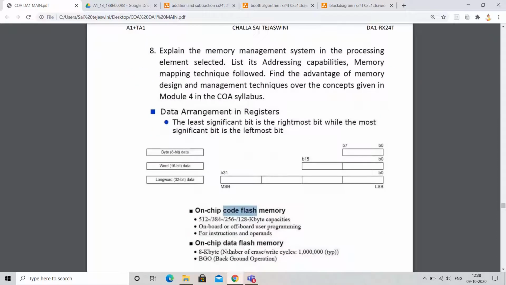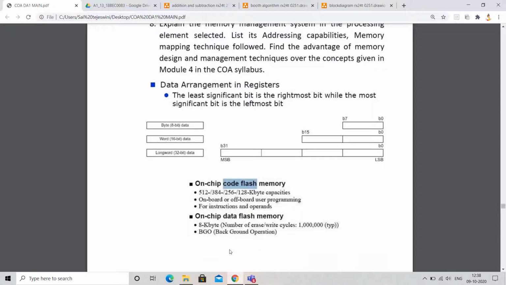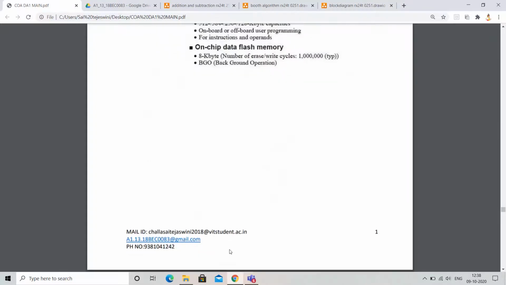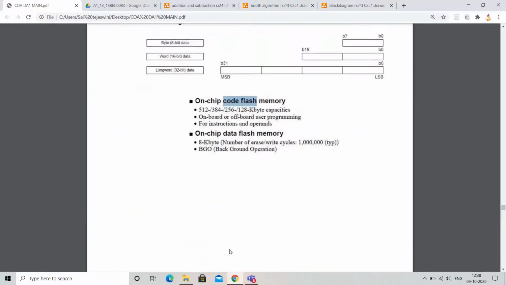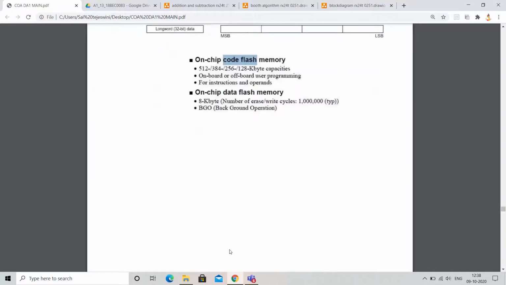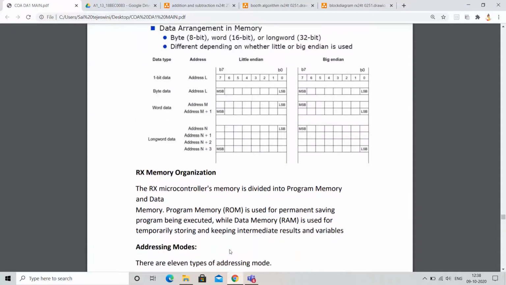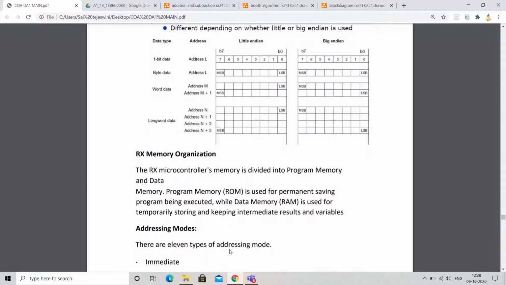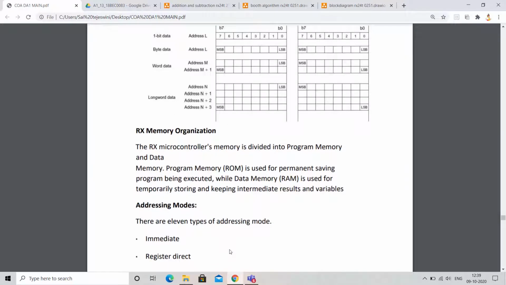Data arrangement in registers: the least significant bit is the rightmost bit, while the most significant bit is the leftmost bit. These are the data arrangements in registers in the RX24T microcontroller. Coming to the RX24T memory organization, it is divided into program memory and data memory. Program memory is used for permanently saving the program being executed, while data memory is used for temporarily storing intermediate results and variables.